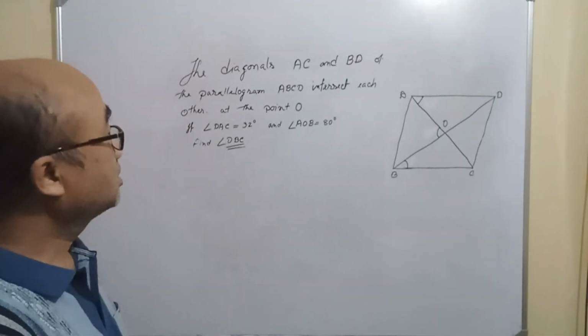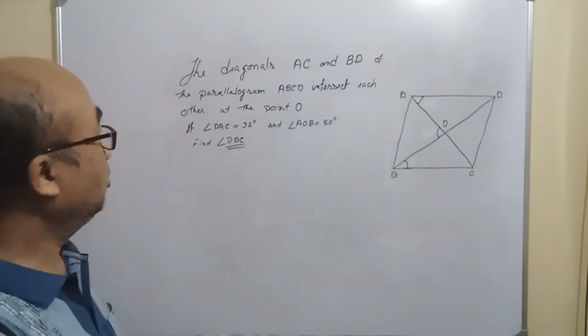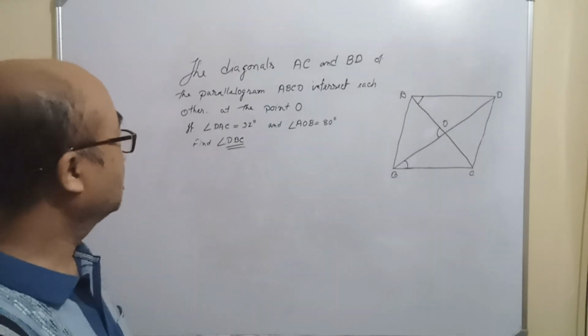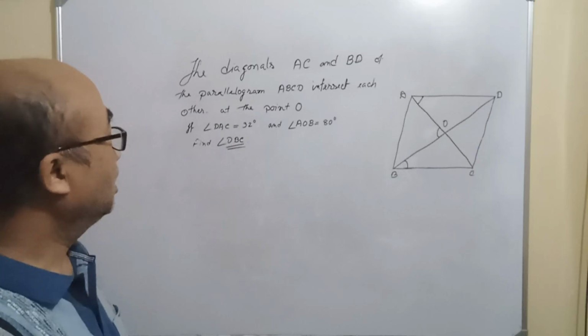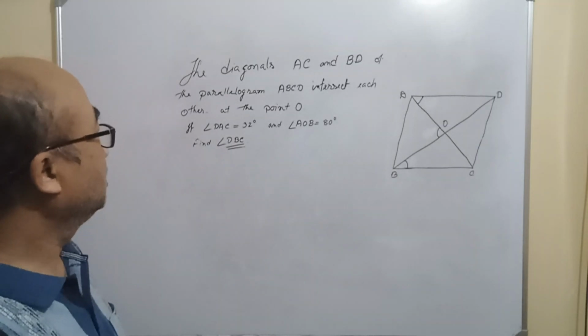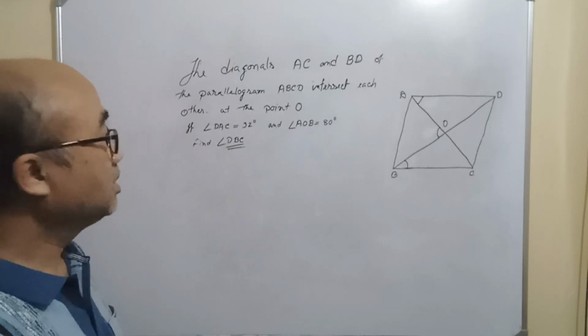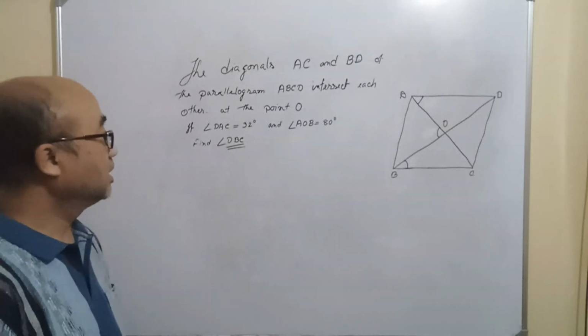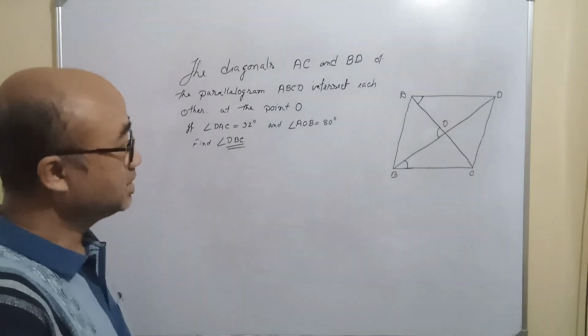The diagonals AC and BD of the parallelogram ABCD intersect each other at the point O. If DAC is 32 degrees and AOB is 80 degrees, then find DBC.